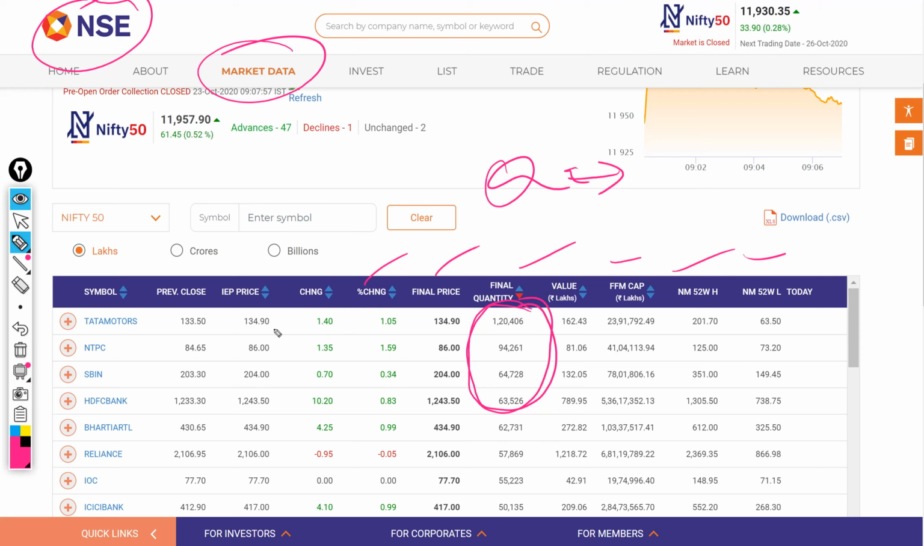So if you see Tata Motors, NTPC, SBIN, HDFC, Bharti Airtel, top 5 shares, if you pick, these shares are trending because the quantity of the trades in the first 7 to 10 minutes are huge, correct? So now we identified what are the trending stocks. Now let's see which stock to pick.